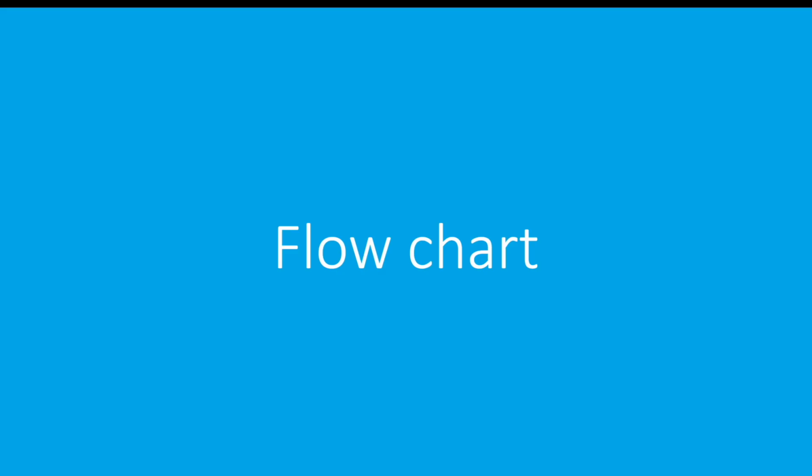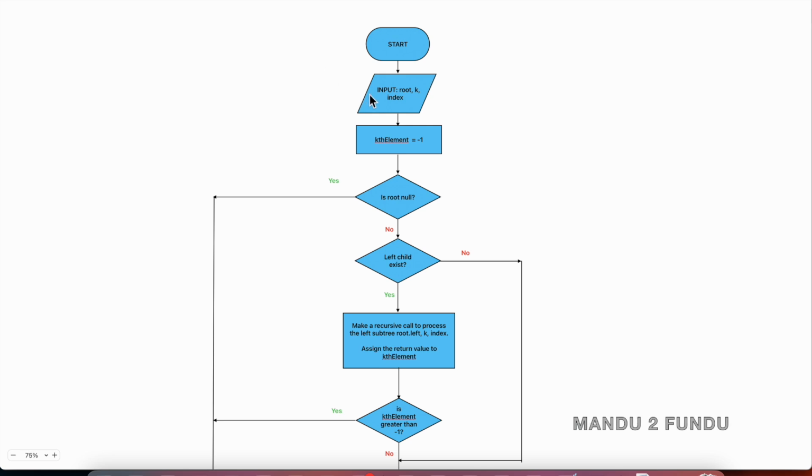Let's look at the flow chart. The input for this procedure is a pointer to the root, the index k of the kth smallest element in the sorted array, and a pointer to an index which keeps track of the relative position of the current node from the deepest left child in the tree. First we initialize the kth element to -1, as per the problem constraint that the element values range from 0 to 10 to the power 4.